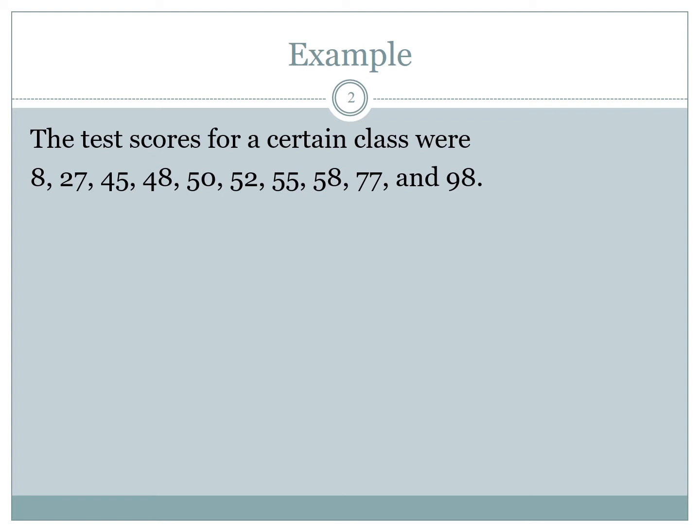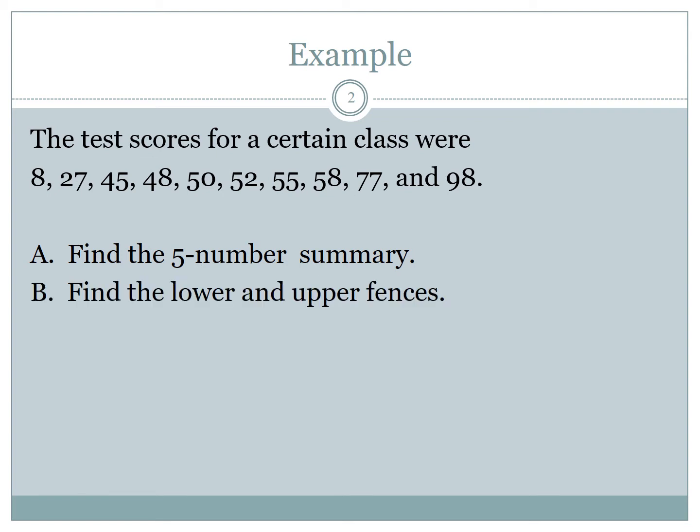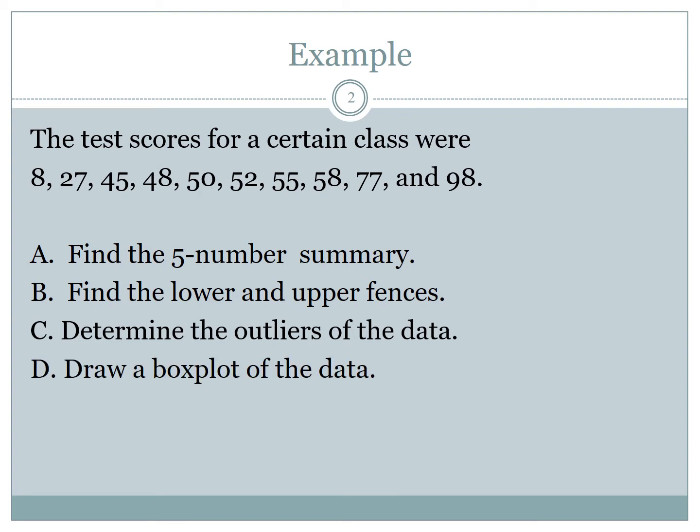I'm telling you this because we're going to use a calculator, and you need to have some checks and balances when we do that. So the question would be stated similar to the following. First question would say find the five-number summary, find the lower and upper fences. I will explain what those are. Determine the outliers of the data. Again, I will explain. And finally, to draw a box plot of the data.